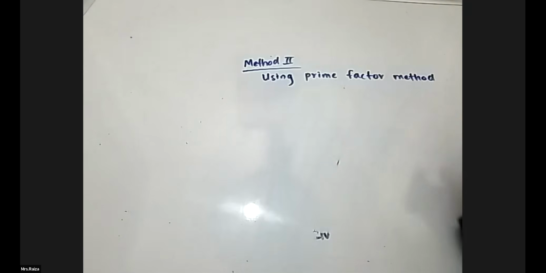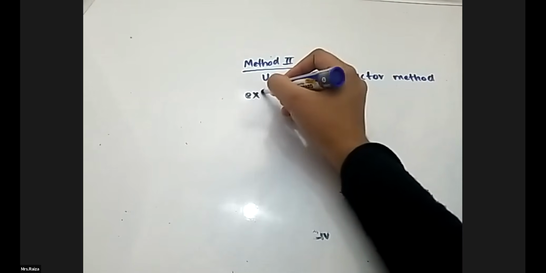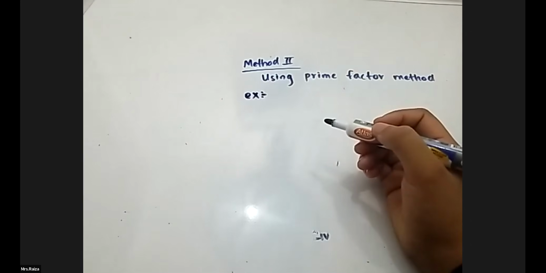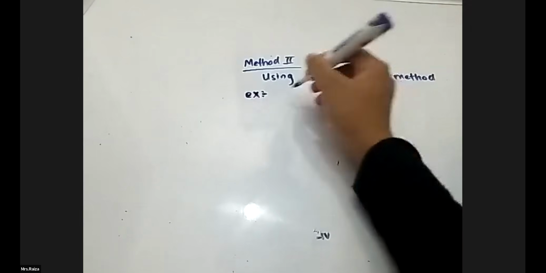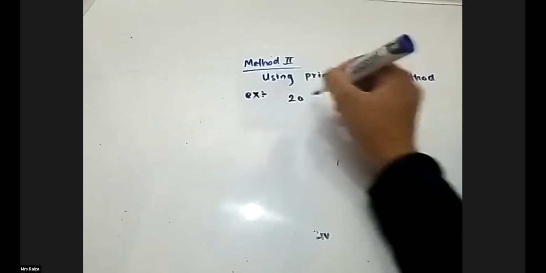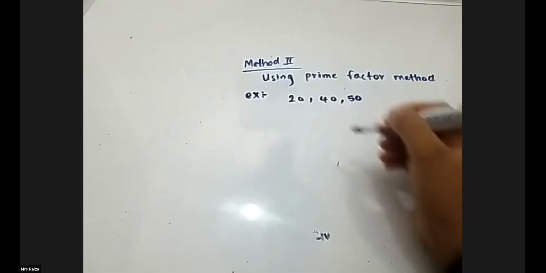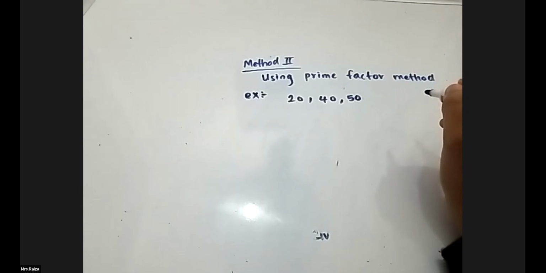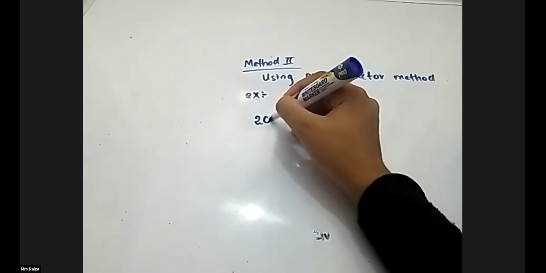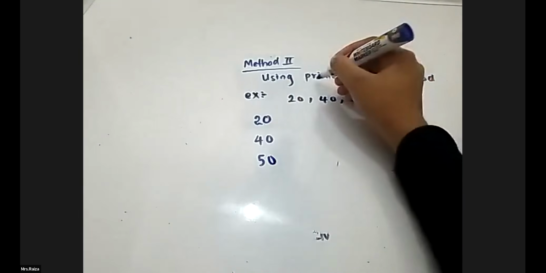Listen very carefully. This is not going to be hard. First, I'm going to take an example. You can lower your hands. It's raining here. Okay, example, let me take numbers like 20, 40, and 50. Keep your pens down, sit back, concentrate, and just listen. You have no other work, right? Now, prime factor method is you are dividing all these numbers by a prime number.